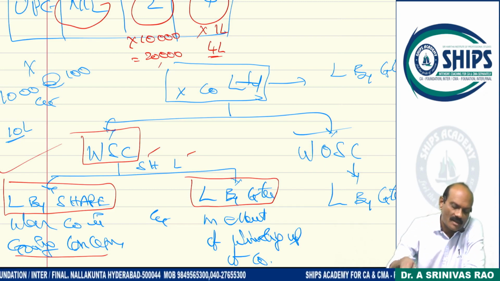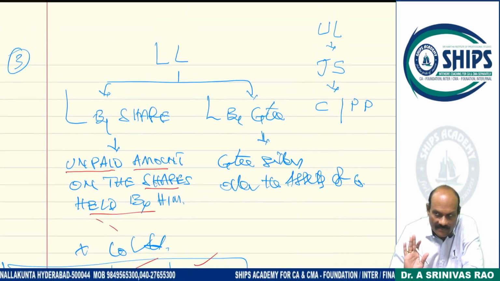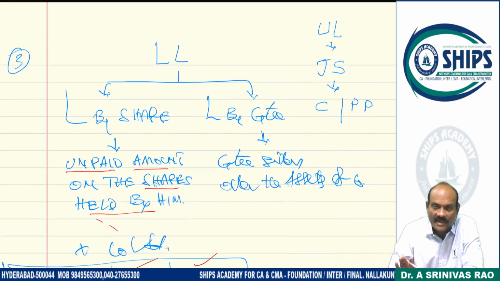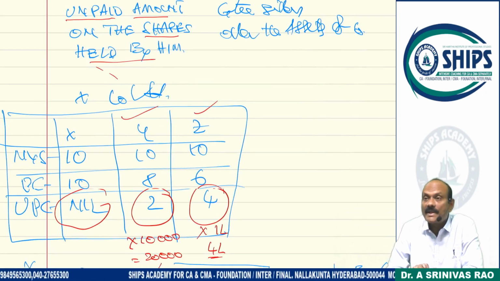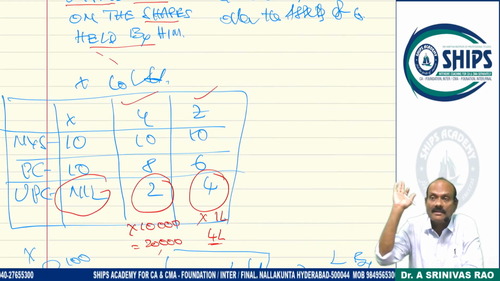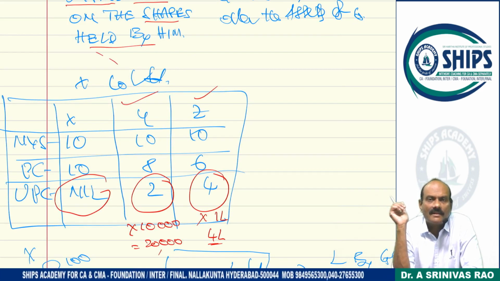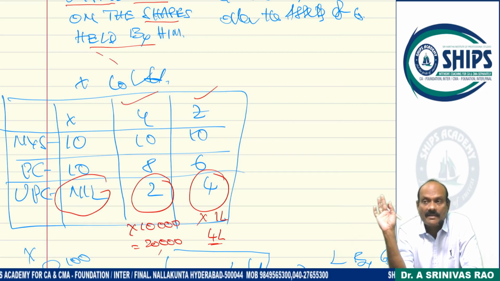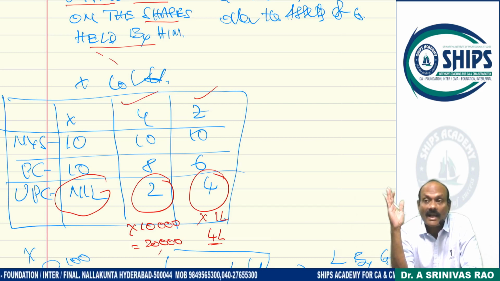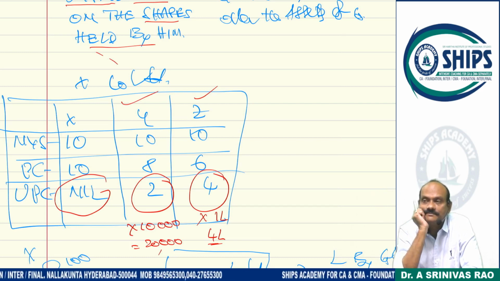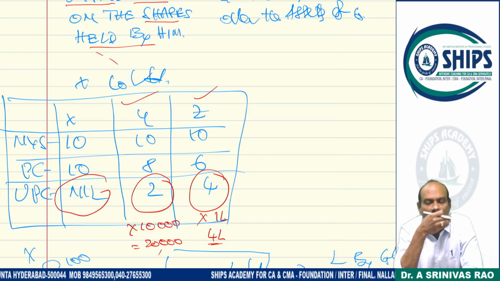Okay? So this is about the concept of limited liability. Guys, remember, shareholders' liability is limited. It may be limited by share or limited by guarantee. Today we also have companies with unlimited liability. What does it mean? When there is no limit on the liability of members of a company, it is called an unlimited company. Take a note.